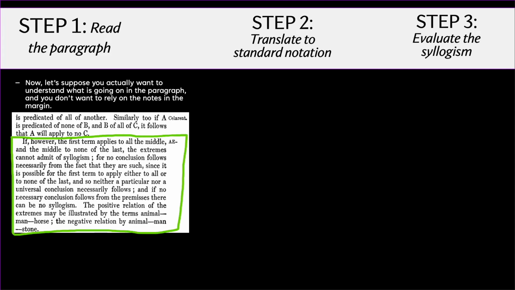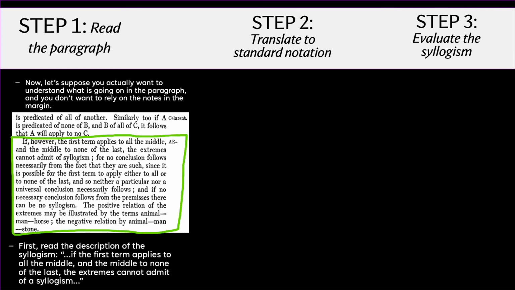Now let's look at an example of an invalid syllogism. Let's figure out the mere shortcut version of proving that an invalid syllogism is in fact invalid. First, read the description of the syllogism. Here it reads, if the first term applies to all of the middle, and the middle to none of the last, the extremes cannot admit of a syllogism.